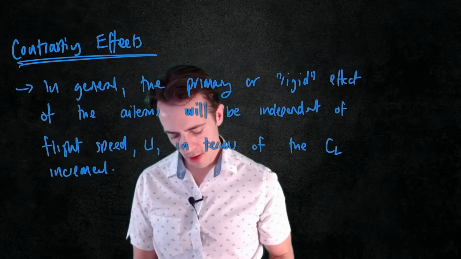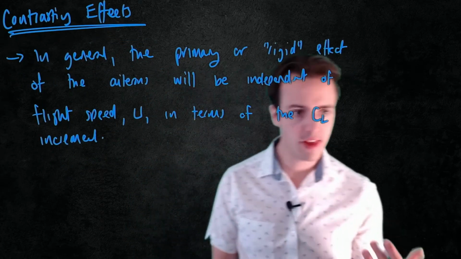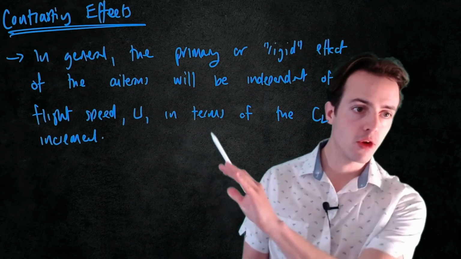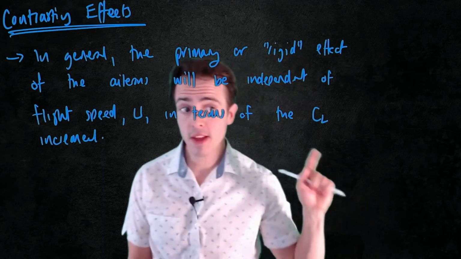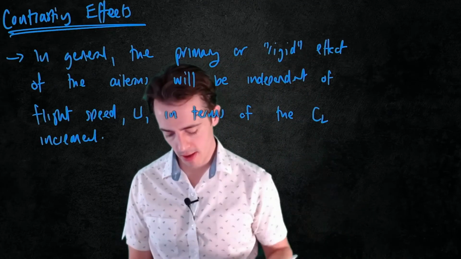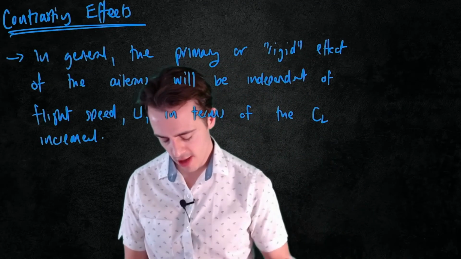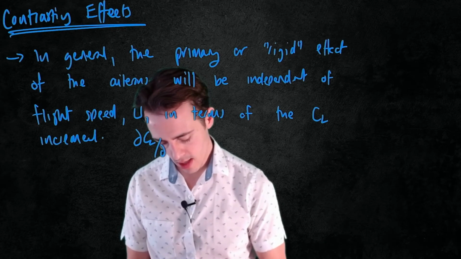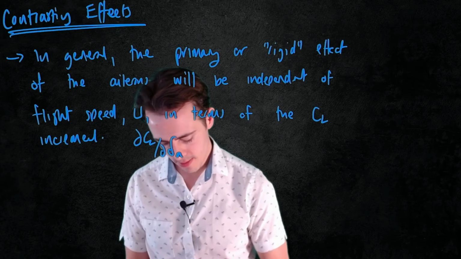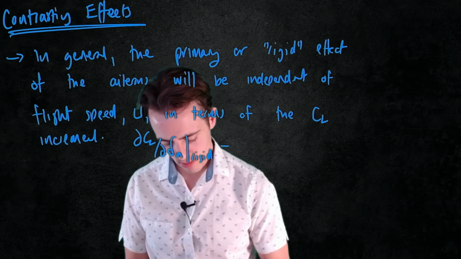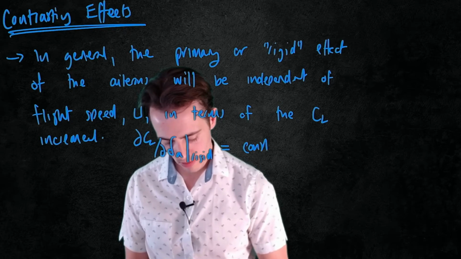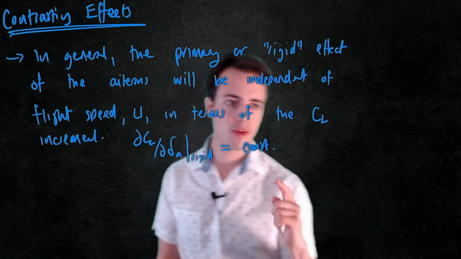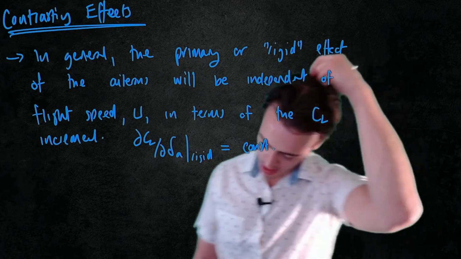Okay, so in general, the primary or the rigid effect of the ailerons will be independent of the flight speed in terms of the lift coefficient that we've increased. So we'll say this rigid dCL/dδA will in general be constant, and for our purposes we're going to assume that this is constant.